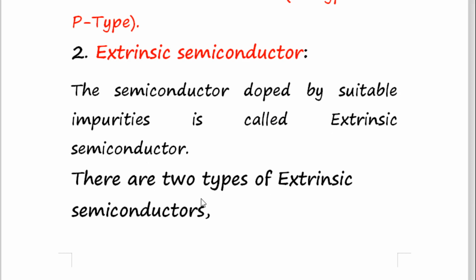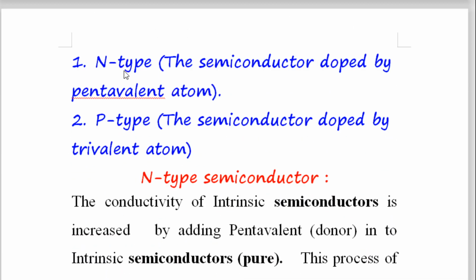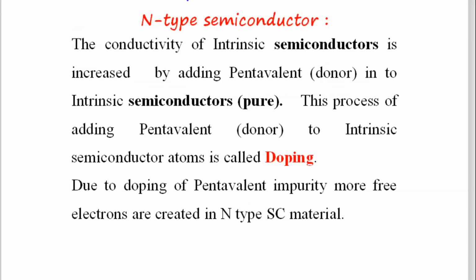And there are two types of extrinsic semiconductors. Number one, N-type extrinsic semiconductor, and number two, P-type extrinsic semiconductor. When you fabricate an N-type semiconductor material, the semiconductor is doped by a pentavalent atom. And when you fabricate a P-type, the semiconductor is doped by a trivalent atom. And let us see, it is very simple. It's a simple revision through the frame of reference of electronic science.